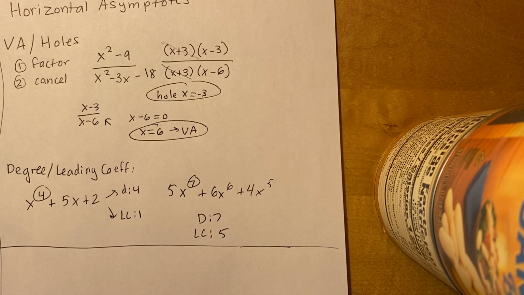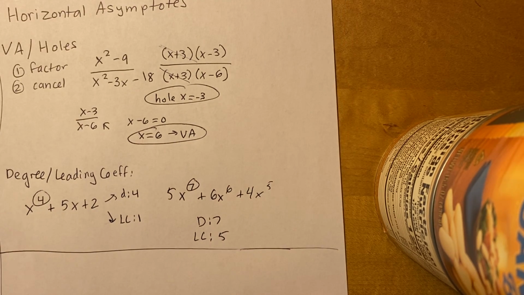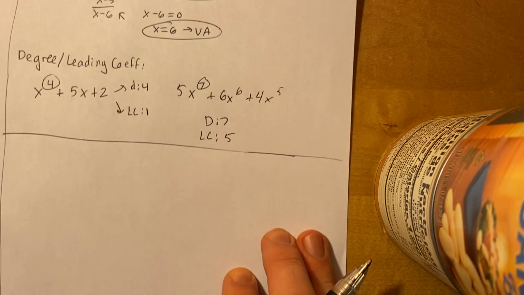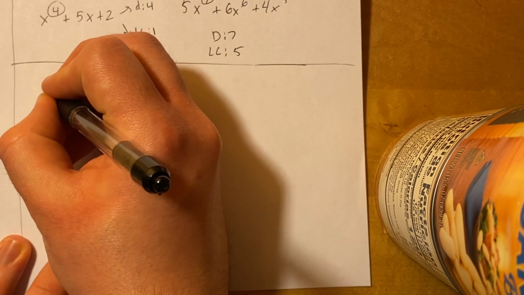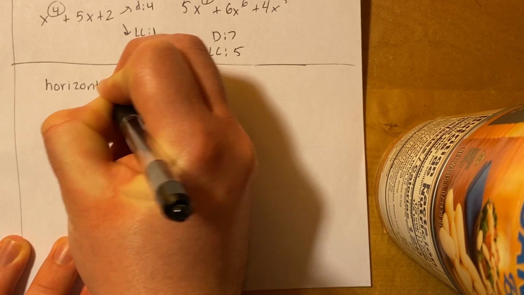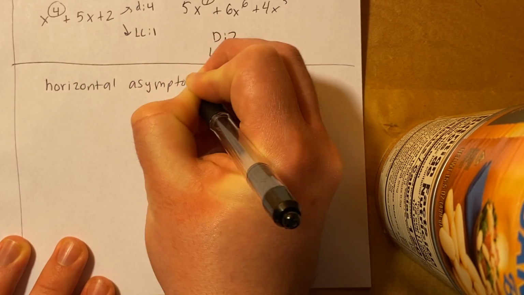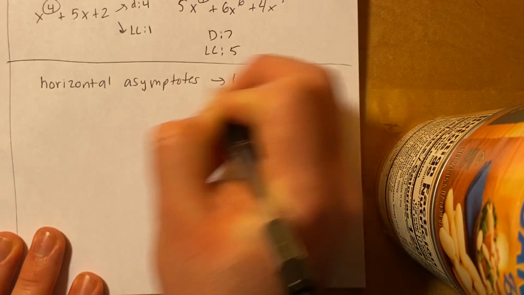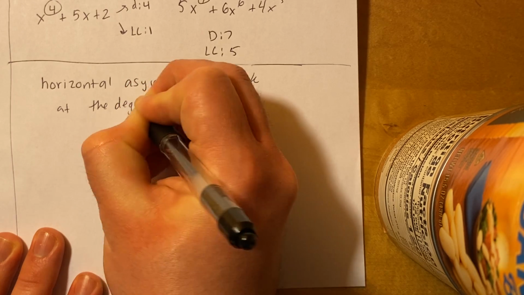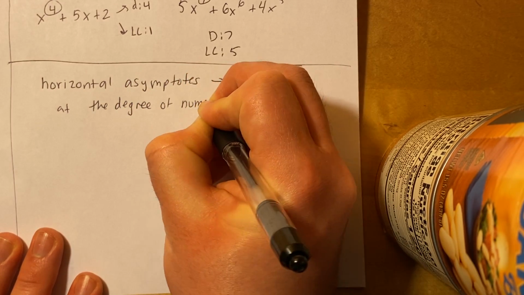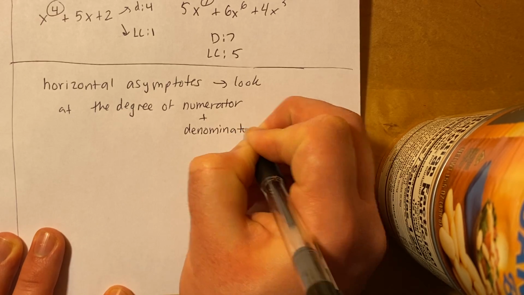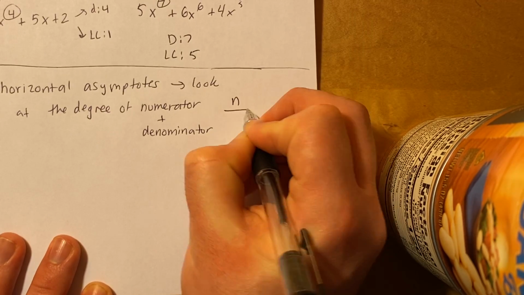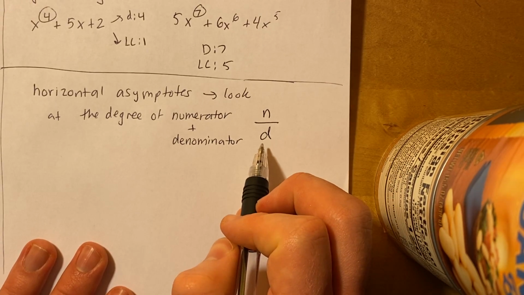When you have these rational functions, you're going to notice that sometimes they have horizontal asymptotes too. It's going to depend on the degrees of what's in the numerator and what's in the denominator. For horizontal asymptotes, look at the degree of the numerator and denominator. Remember, if you need a quick review, you have n over d: the numerator is on the top of the fraction, the denominator is at the bottom.